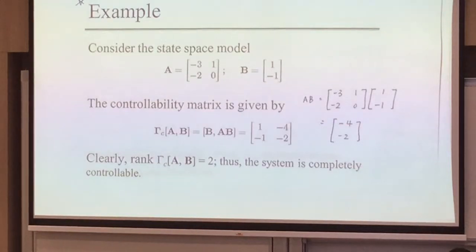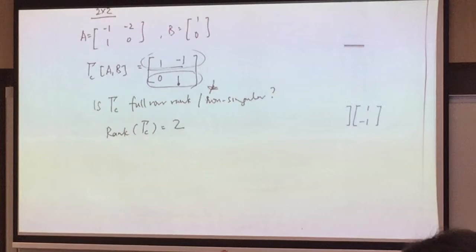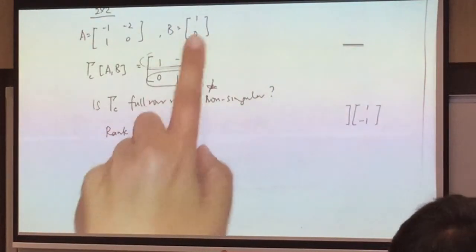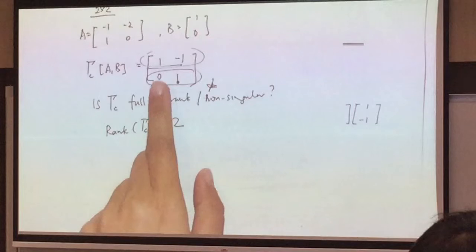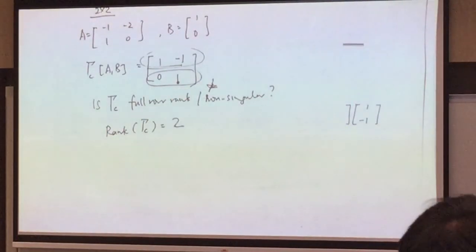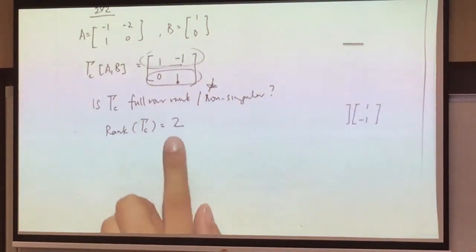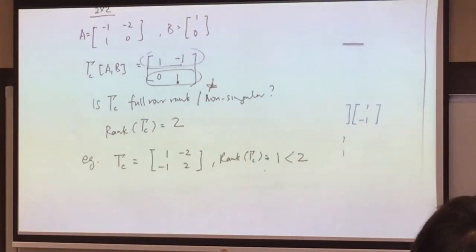Just in case some of you still don't quite understand what we're going to say here. If A is this, B is this. B is 1, 0. Compute AB: minus 1, 1. So we have 1 minus 1, 0, 1. You can tell that the first row is different from the second row, right? Completely independent. The rank is 2, so this is non-singular. Full row rank.